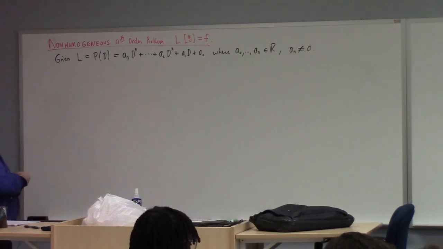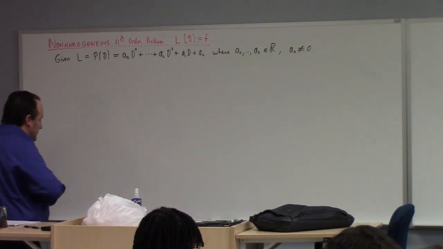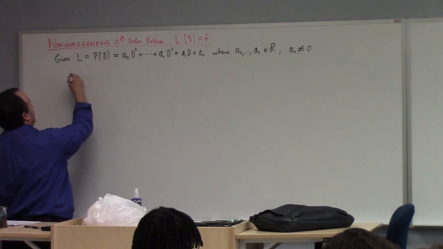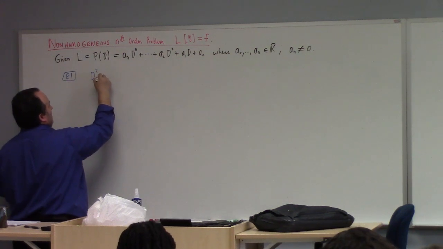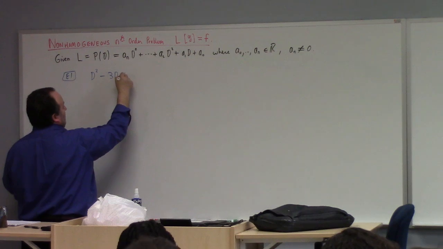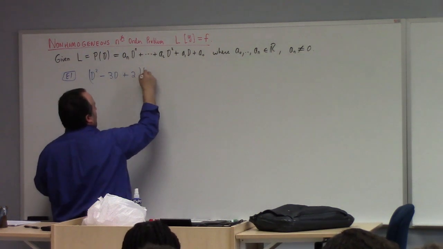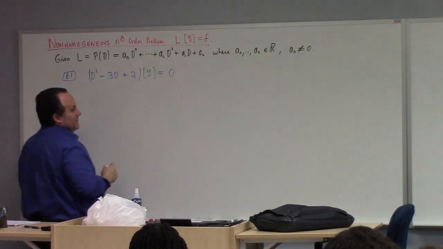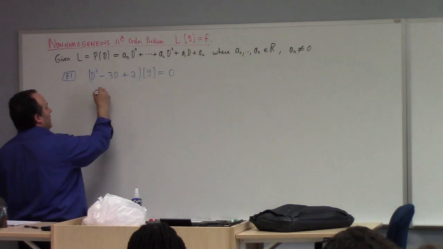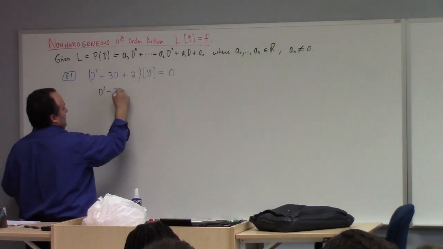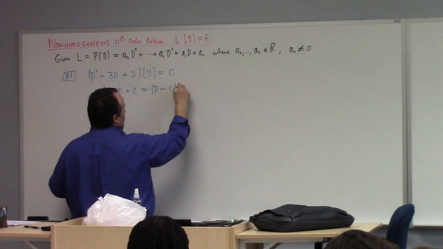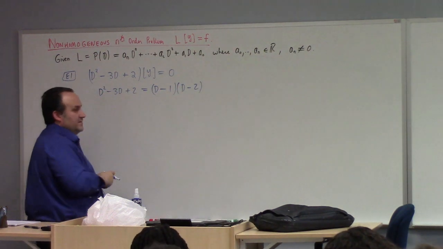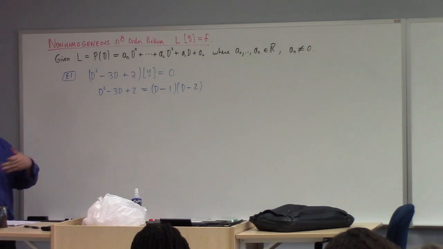And this does present some temptations which are to be avoided. So let me give you a cautionary example. Suppose I have D squared minus 3D plus 2 acting on y equals 0. I might write something like this. I might say, oh, well, D squared minus 3D plus 2 is (D minus 1) times (D minus 2). So far, so good. No problems here.